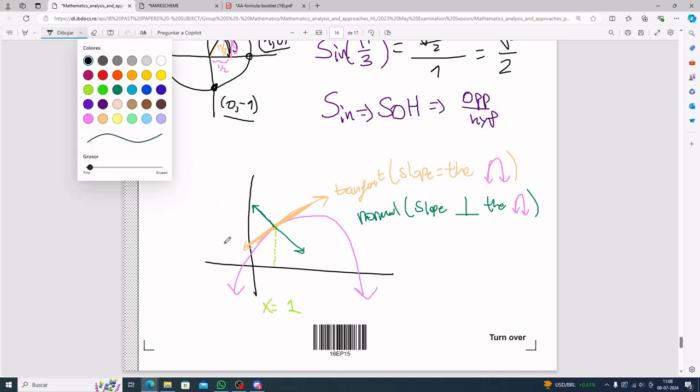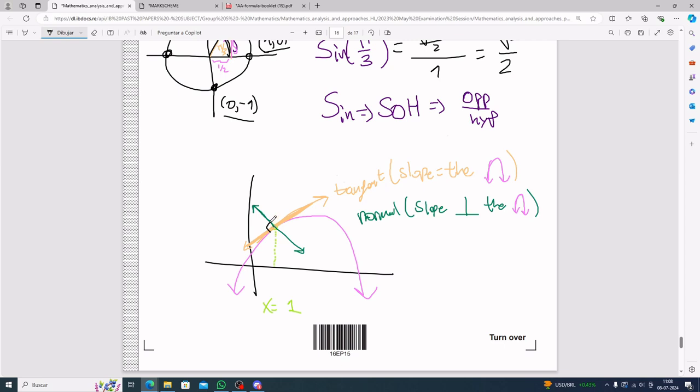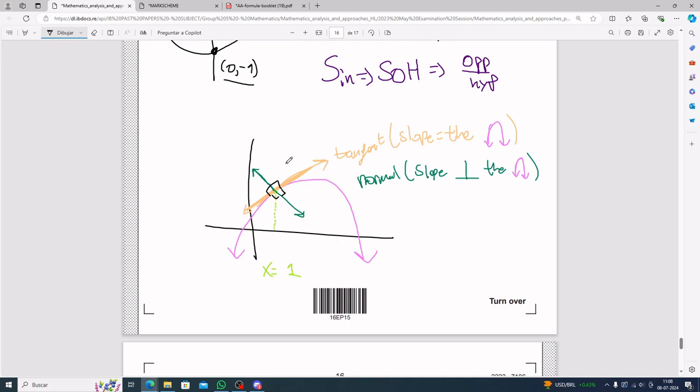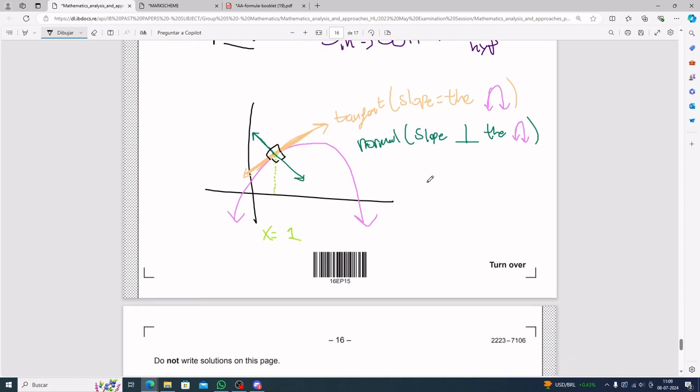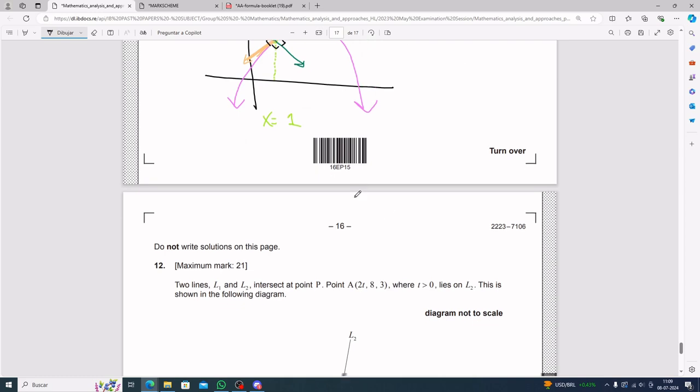You can literally just say it's pretty much the inverse reciprocal, right? The point is, when you have something normal to the curve, it will be perpendicular to the original slope. The inverse, however you want to think about it, etc.